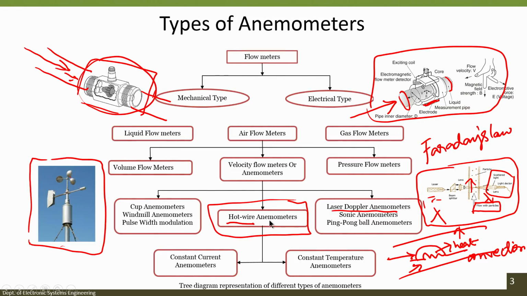Again, subclassifications of hot wire anemometers are constant current anemometers and constant temperature anemometers. Just like the term here, when we say constant current, the current that flows through the resistor here remains constant, and when we say constant temperature, the resistor here is always maintained at a constant temperature. Say we are using a PT100. When we say PT100, a 100 ohm platinum wire is being used. So 100 ohm at 0 degree Celsius. And then how do you constantly measure the temperature? Let's get into the further details about constant temperature anemometers for today.